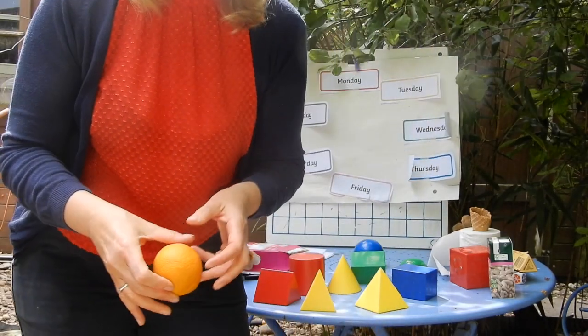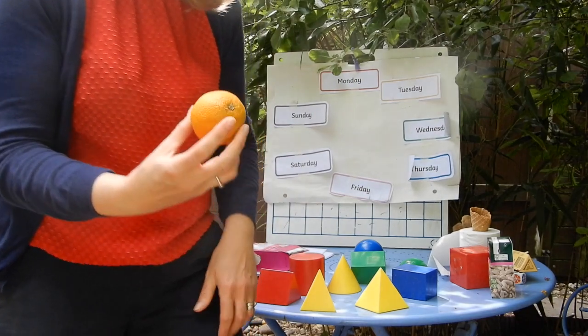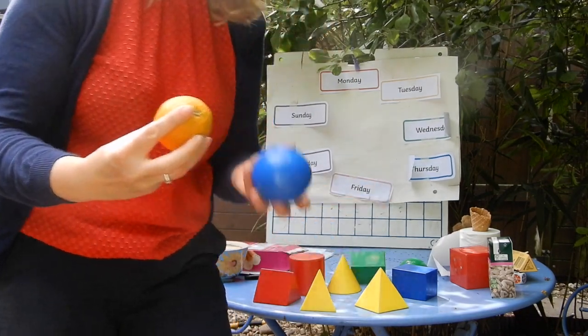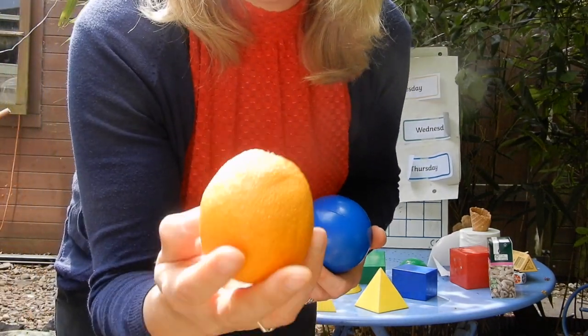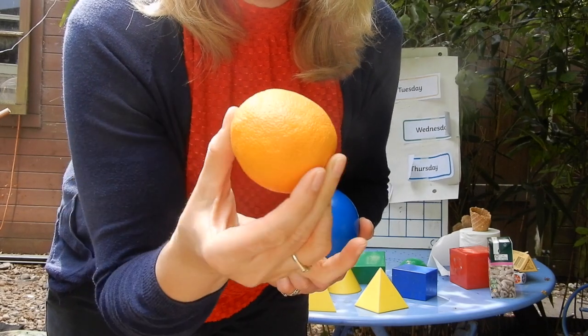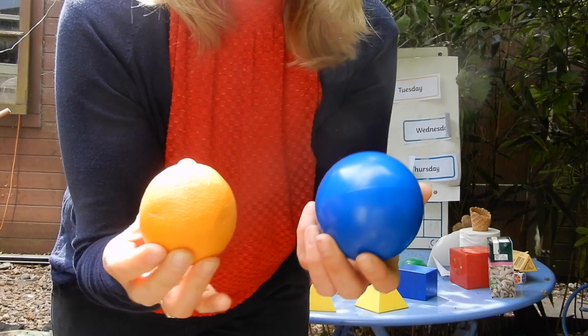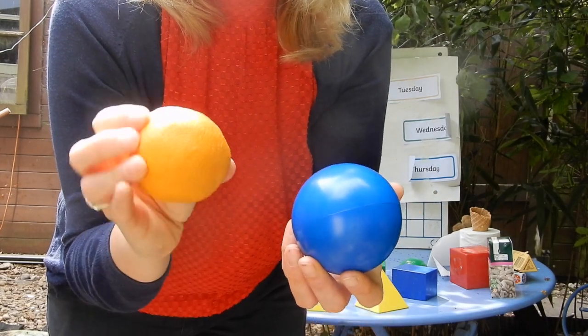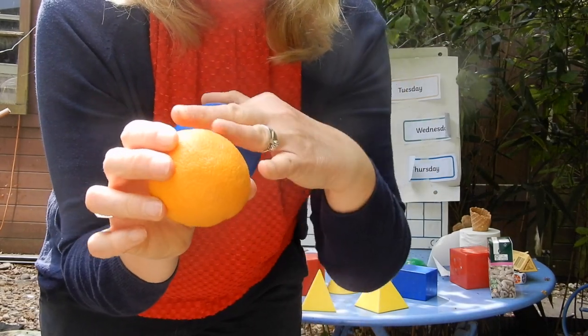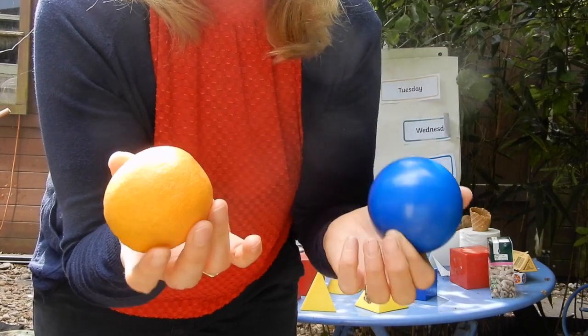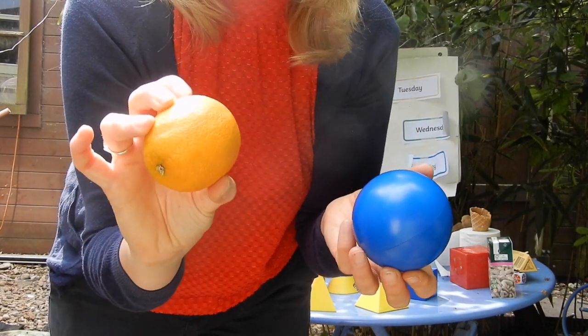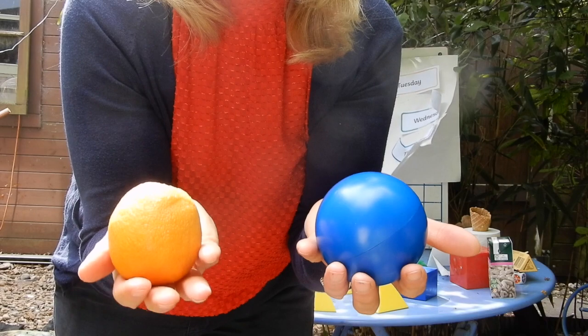I am back again, and hopefully you are too. I have found my everyday object. It is an orange, not the most healthiest looking orange either. It is a sphere shape. It has just one curved continuous face all the way around, no flat faces whatsoever. So that is my sphere shape.